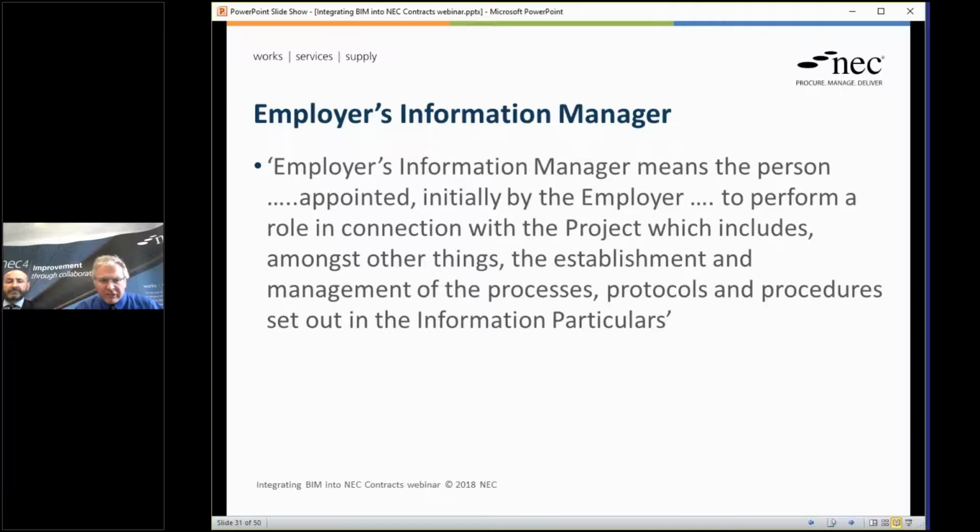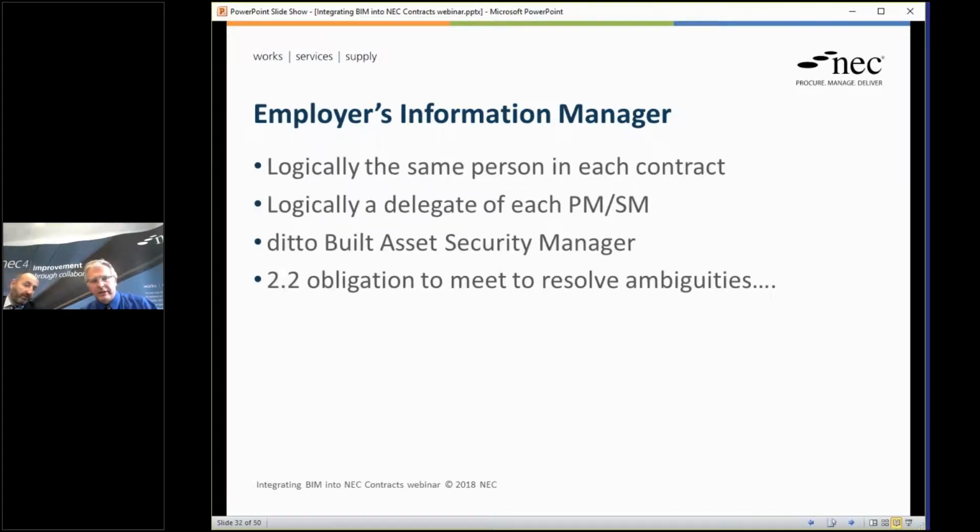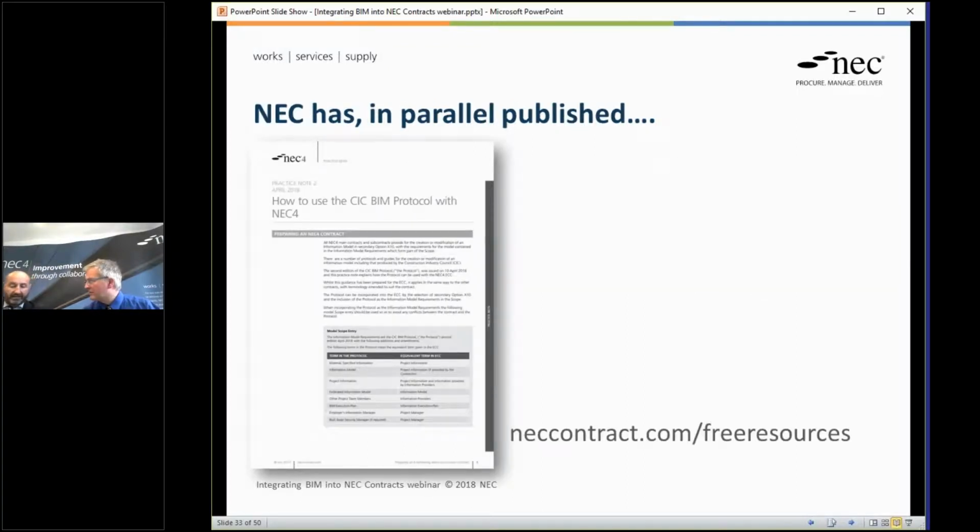We've also got the employer's information manager, whose job is to perform the role in connection with the project, includes establishment and management of processes, basically make sure people are following what it says, hopefully, in your employer's information requirements. Managing the protocol, the requirements of the protocol. Yeah. As we've already said, that's logically the same person in each contract, if we can make it that way, as a delegate, which we've said. Same thing applies to what we call the built asset security manager, which is a person looking after the security aspects. Yeah, and again, just to reinforce slightly that the idea is the client under X10 would have the function through the PMs and SMs to manage that coordination, delegating to one person, or somebody, if you like, at the client level manages each of the PMs and SMs in relation to X10.